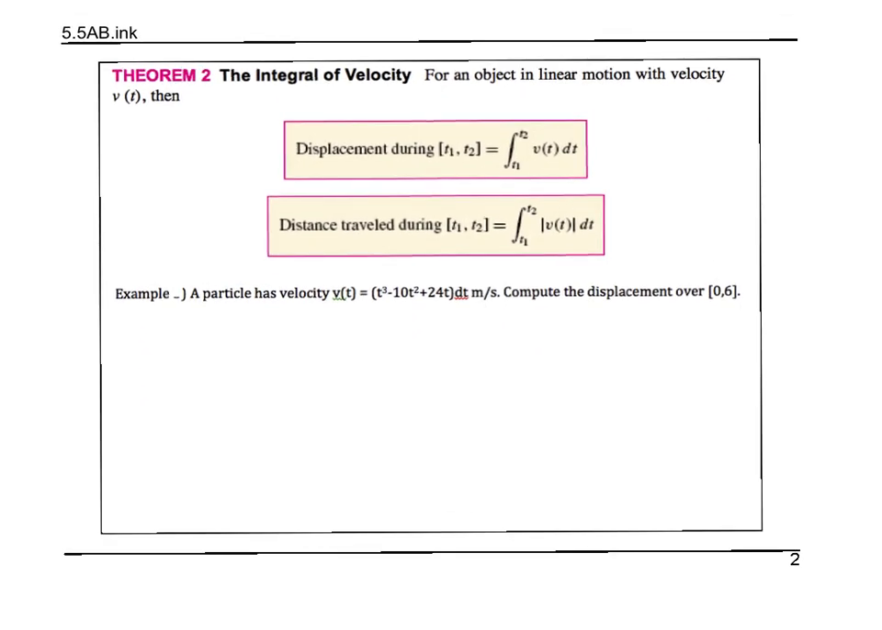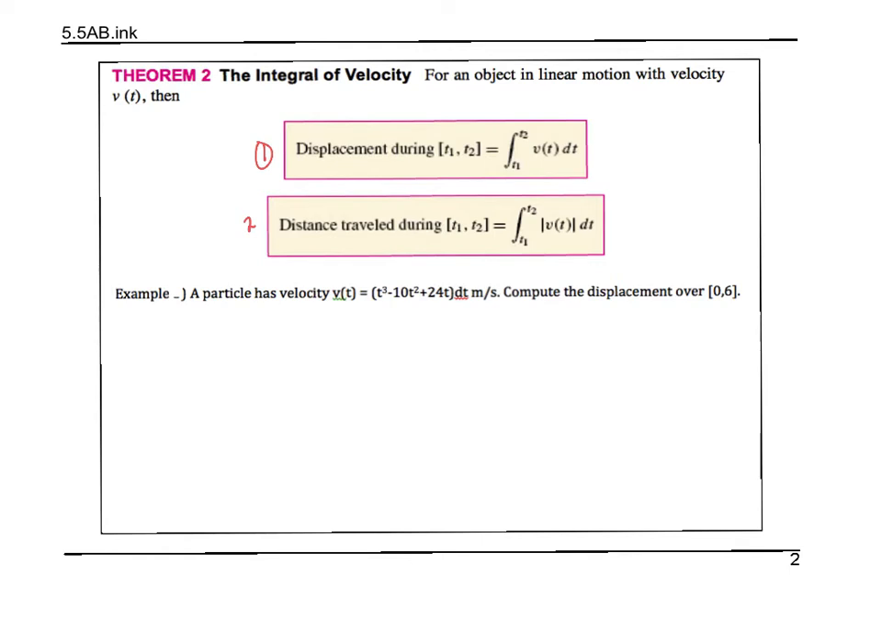So theorem number 2 here, the integral of velocity. For an object that is in linear motion with velocity v of t, then the displacement during time t1 to t2, that closed interval, would be equal to the integral of the velocity. Okay. Versus the distance traveled. So there's a very subtle difference, but it makes a major change in the answer, right? Displacement takes into account that sometimes it's positive, sometimes it's negative, and it would actually do the subtraction. It would allow the positive and negative to cancel out.